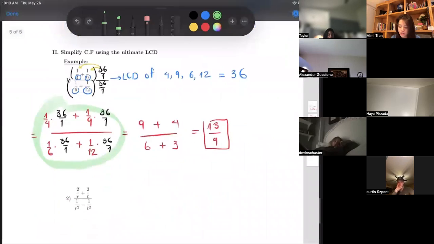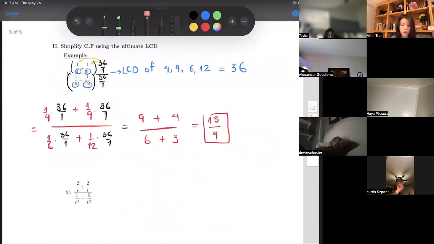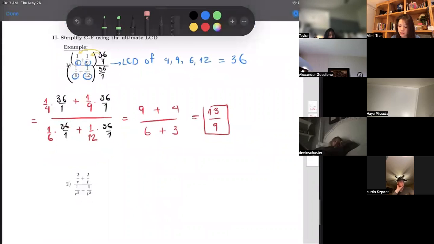Now, I want you to do the second one at home because I'm going to run out of time and I don't want to hold you up. But I'm going to give you a solution and I'll post it on Moodle, okay? Please do it, because you're going to have something like this on the exam, I promise.